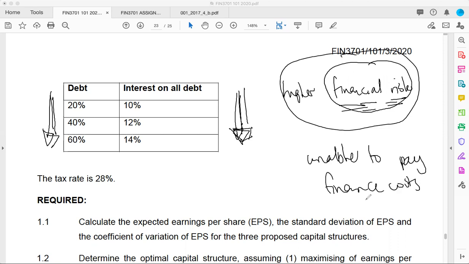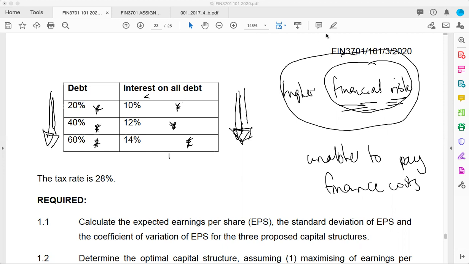It could be asked in the exam. It wasn't asked here, but it could be asked in an assignment or in an exam. The more debt you have, the more money you borrow as a company, the higher the interest on the debt will be. So you'll notice that if the company actually goes to a 60% debt ratio, they have to pay an interest of 14% on their debt. If they go to a 40% debt ratio, they pay an interest of 12%. 20% debt ratio is only 10%.